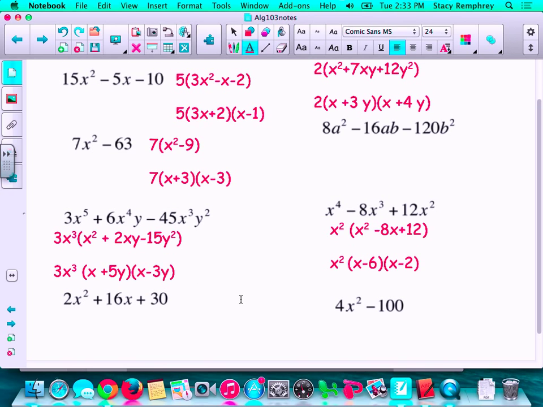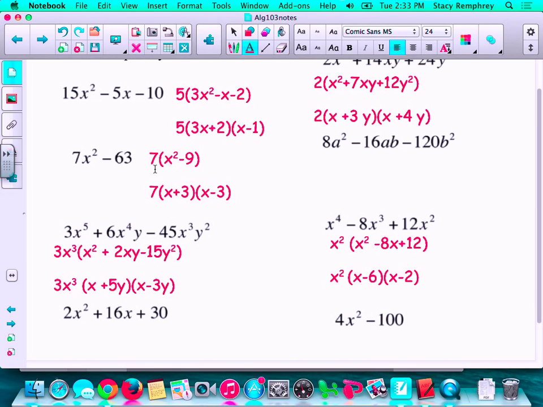The other ones, again, you can work on those. I'd be happy to check on them, but I think you get the idea. Factor out the greatest common factor. Make sure to bring that down. It's an expression. We're just changing the way it looks.